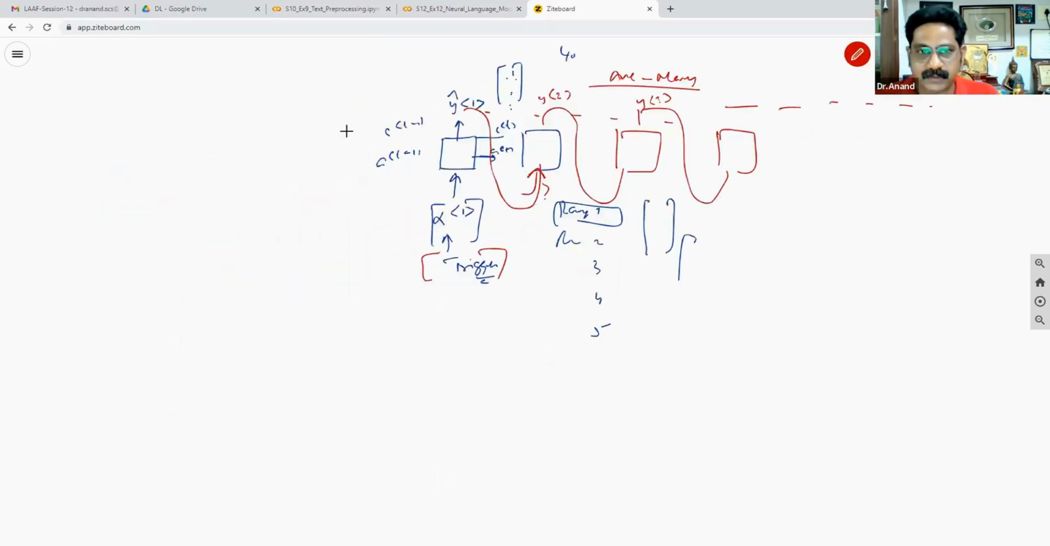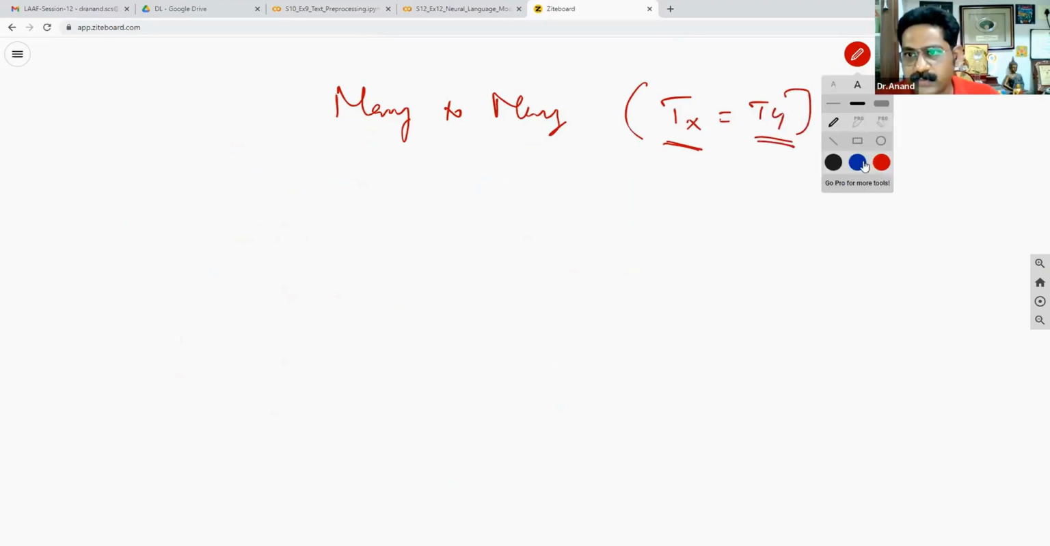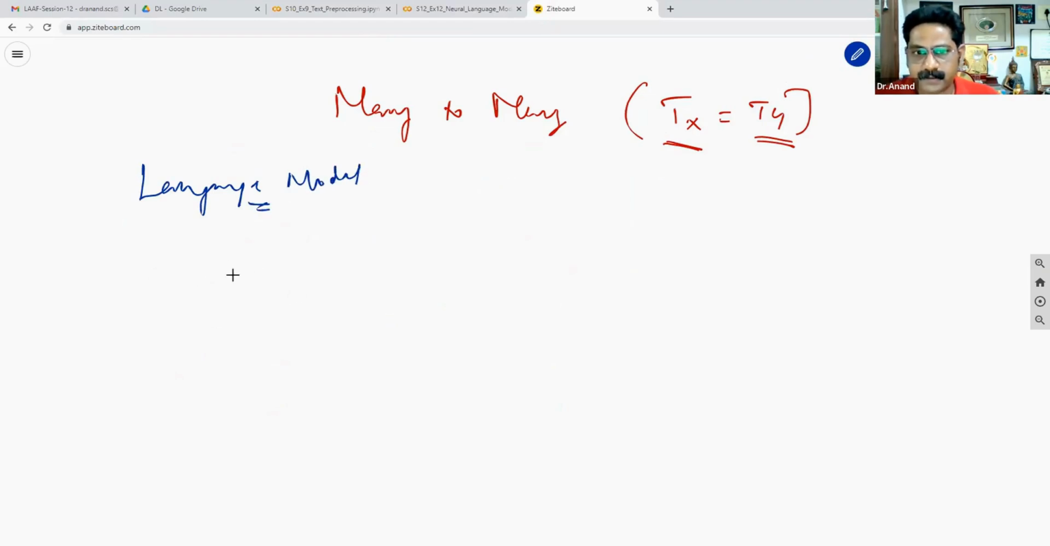So in that case, your many to many itself will be categorized into two categories. One case is whenever Tx is equal to Ty, the length of Tx is equal to the length of Ty, typically as a language model. So what we call this is a language model. Your email autofill and your text autofill and all. I have to train the model with the complete length of the sentence.